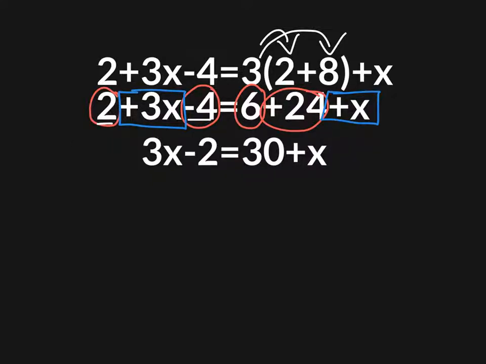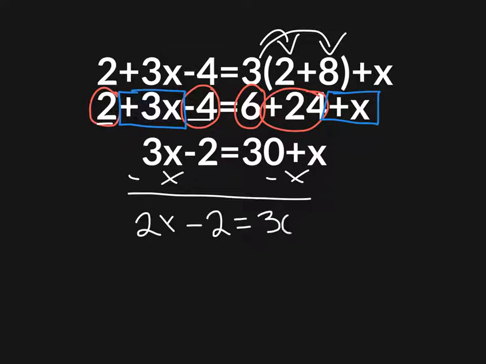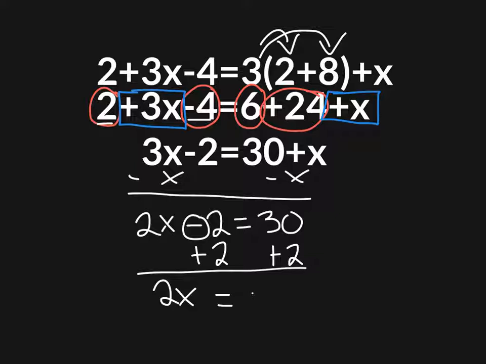The next step is I would move the variable. So I would subtract x, the opposite of addition, from each side. I would get 2x minus 2 equals 30. The next step is to move the constant. So I would do the opposite and add 2 on each side. From there, I would get 2x equals 32.